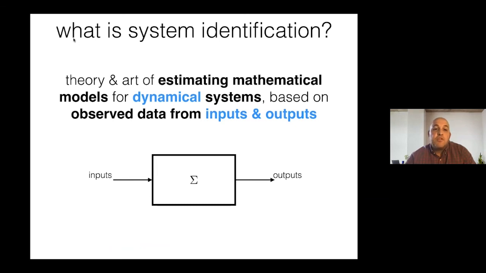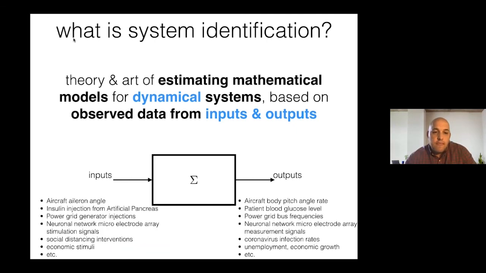These may be control inputs, things that we can manipulate the system with, things that as operators or designers of systems we can control, and then outputs that we can measure using sensors. So this is a very general mathematical framework, just to give you a flavor for the breadth of this. It has applications in engineering and biology and economics. On the left here are some examples of inputs, and on the right, the corresponding outputs.